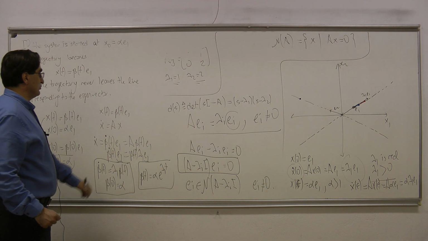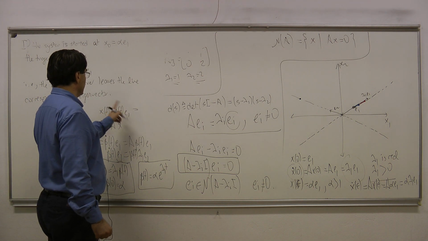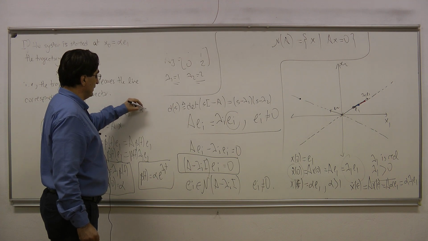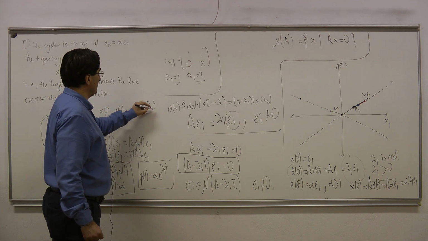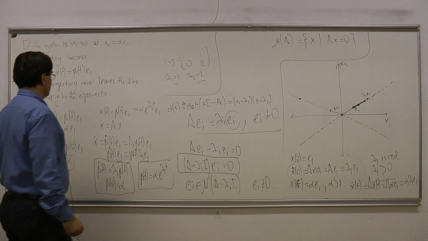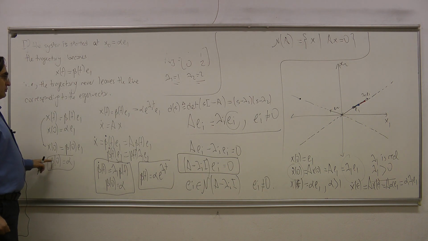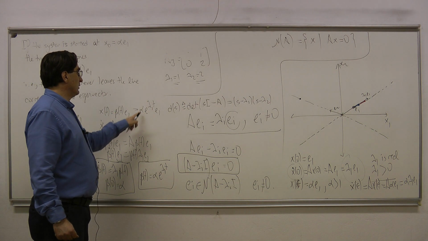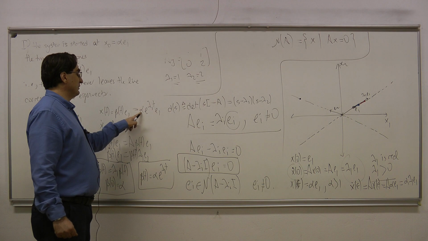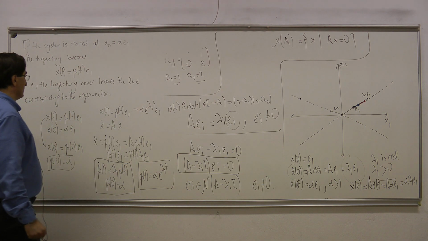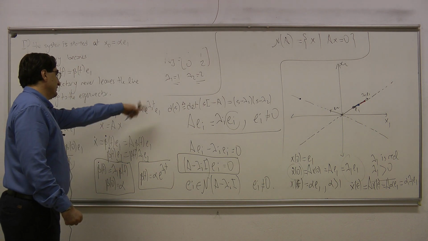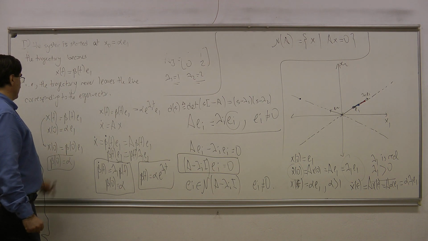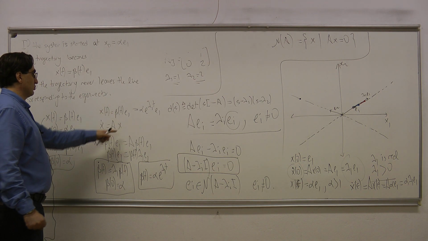So I can substitute it back in this solution, and that is going to be alpha e to the lambda 1 t times E1. Does it satisfy the initial condition x0 equals alpha E1? Yes, substitute t equals 0, and the exponential is going to be 1. It's going to give me alpha E1. And we have seen that it also satisfies the differential equation.